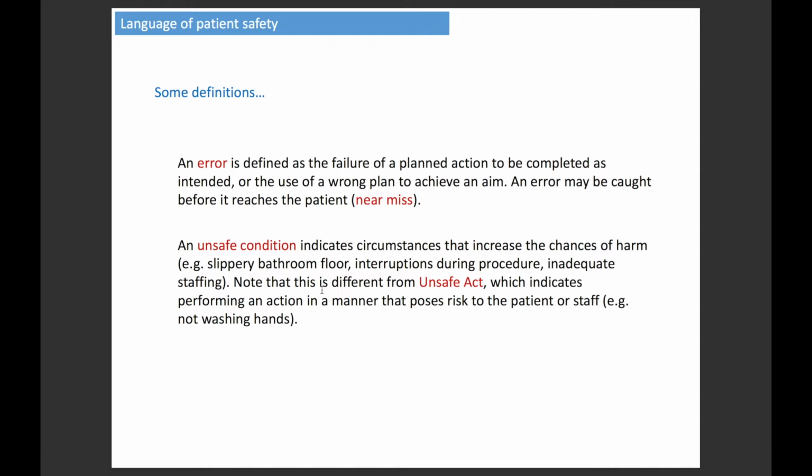In other words, a deliberate action, that someone walked in a room and changed the dressing, didn't wash their hands, or infection control procedures were on the door, or someone didn't do a timeout during a surgery. But an unsafe act could also be a behavior. Someone who's dominating, not listening, could, in certain circumstances, be considered an unsafe act.